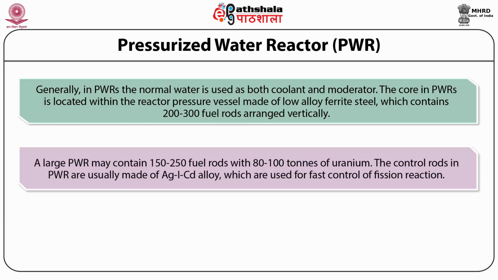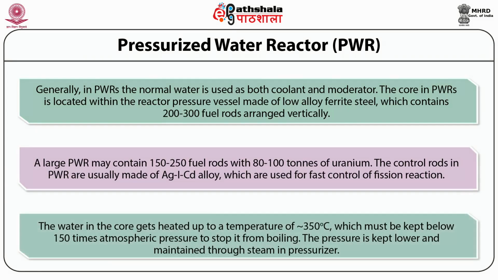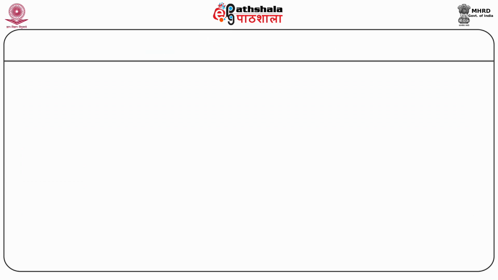the fission reaction. The water in the core gets heated up to a temperature of around 350 degrees Celsius, which must be kept below 150 times atmospheric pressure to stop it from boiling. The pressure is maintained through steam in the pressurizer.